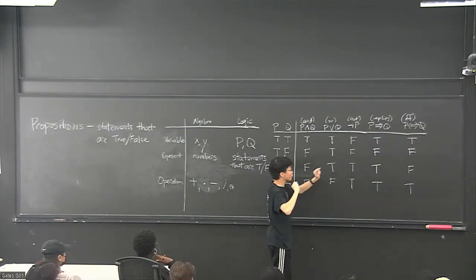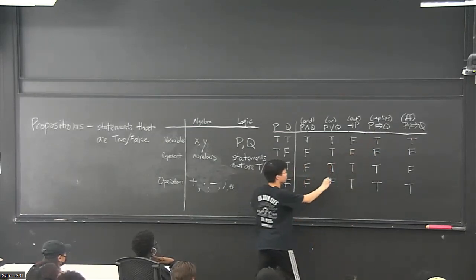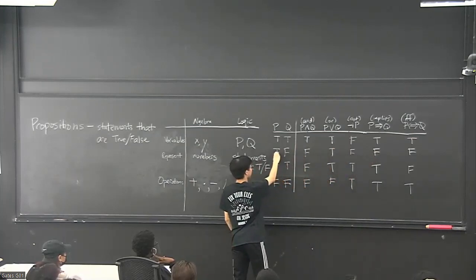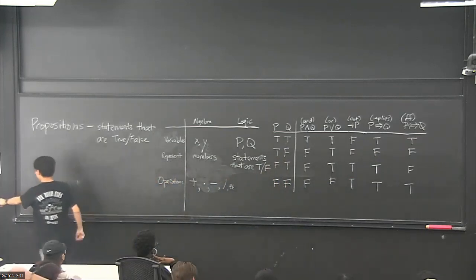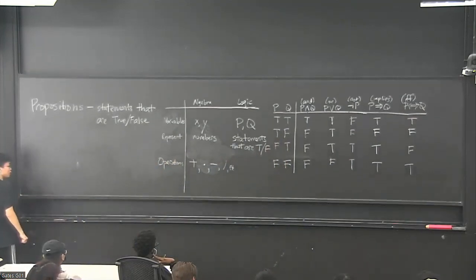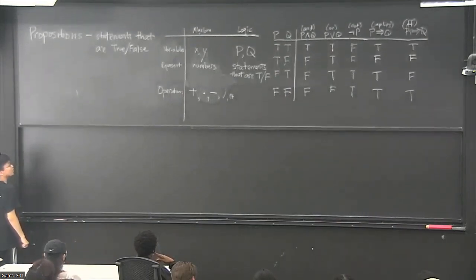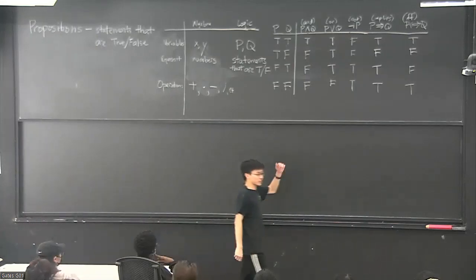To provide a counterexample for P implies Q, you have to get yourself into this row. You have to find something where P is true and Q is false. And so to talk more about this table, I'm going to move this one up.